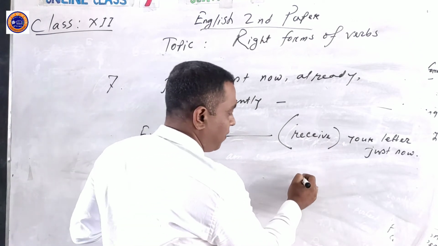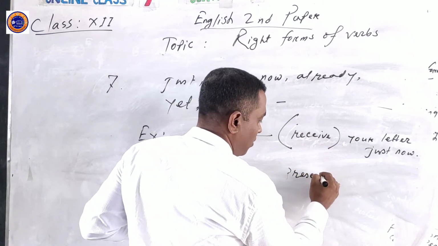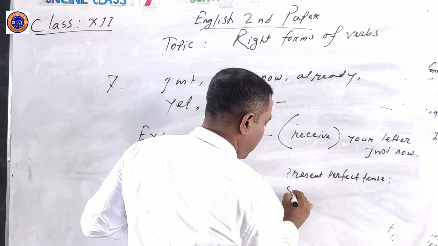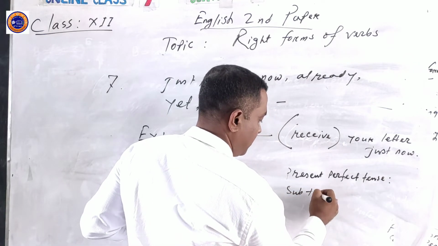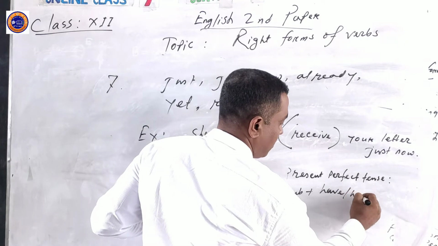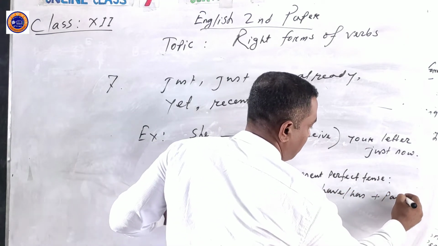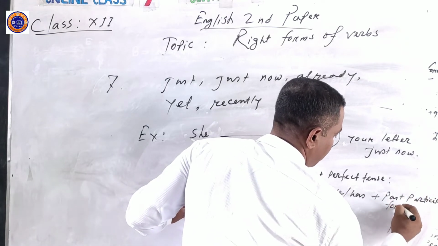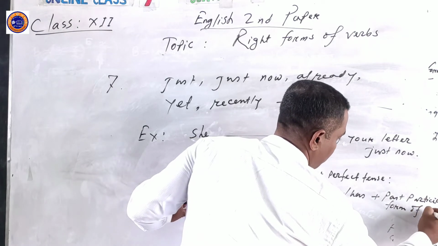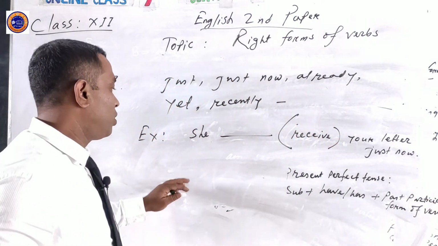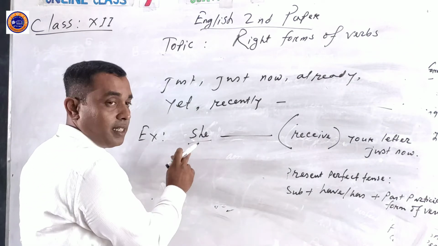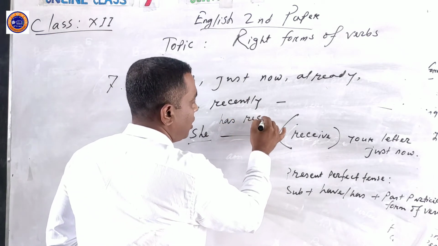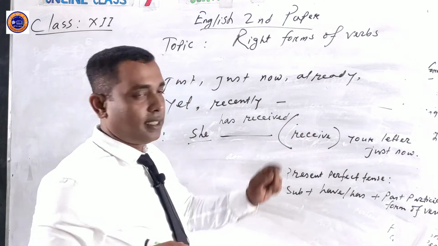What is the structure of present perfect tense? Present perfect tense: subject plus have or has plus past participle form of the verb. So here the subject is she. We have to use has. She has received your letter just now.